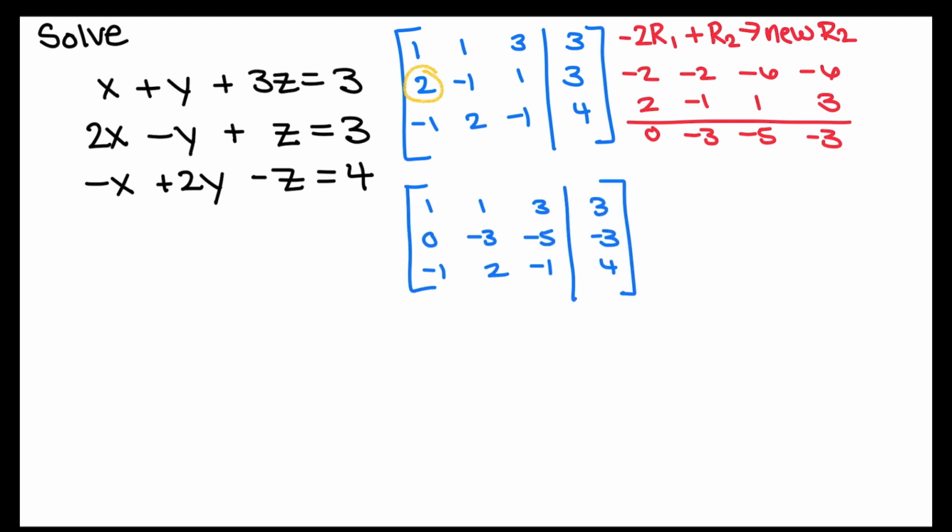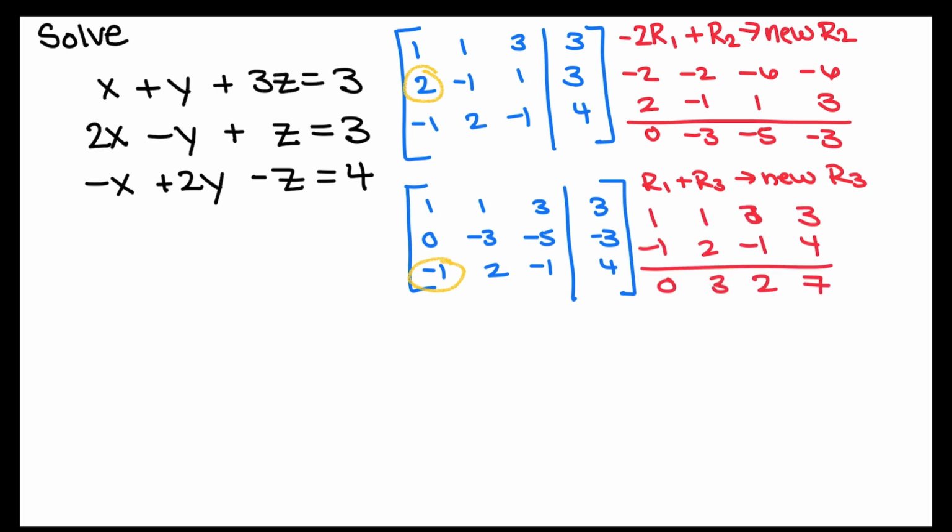All right, so I took that result and put it in for row 2, and row 1 and row 3 stayed the same. Still working with that first column, now I want to make the negative 1 go away. To make the negative 1 go away, I can just add row 1 and row 3. So I'm going to take row 1 plus row 3. That's going to be my new row 3. Row 1 was 1, 1, 3, 3. Row 3 is negative 1, 2, negative 1, 4. When I add those together, I get 0, 3, 2, 7.